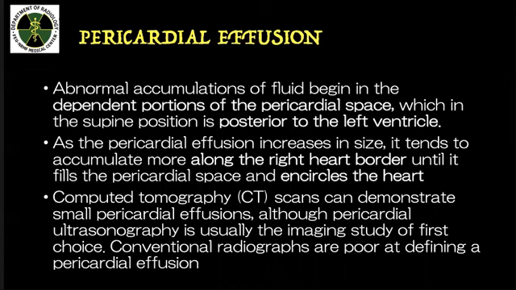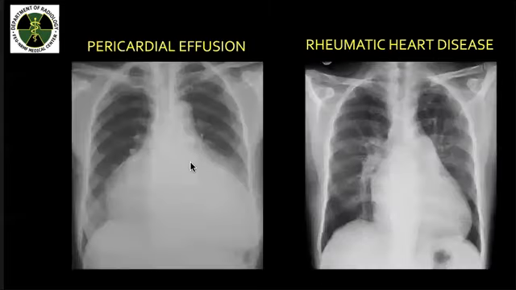CT scans can demonstrate small pericardial effusions, although pericardial ultrasonography is usually the imaging study of first choice. Conventional radiographs are poor at defining a pericardial effusion. You can't clearly define the pericardial effusion in your X-ray, but you can have a sign like this one, your water bottle configuration. So this is your pericardial effusion.